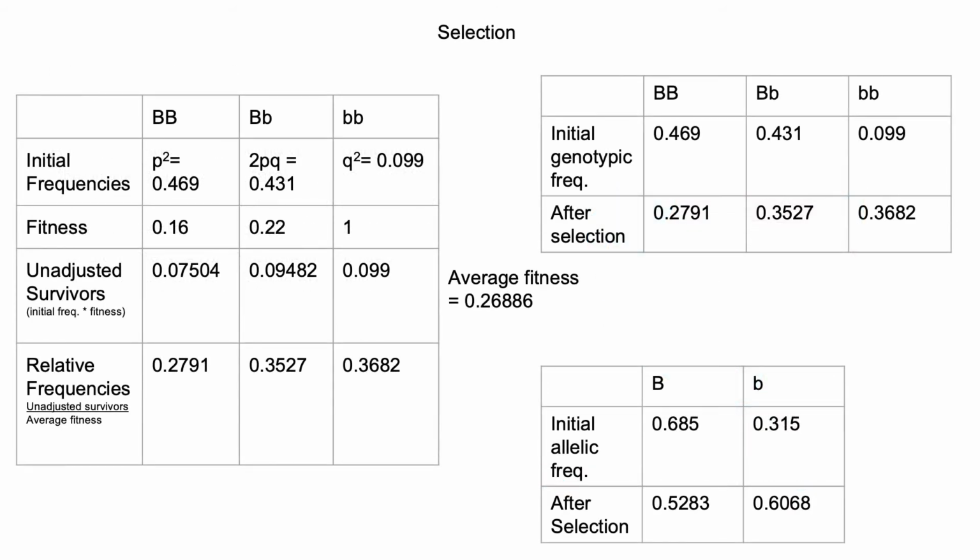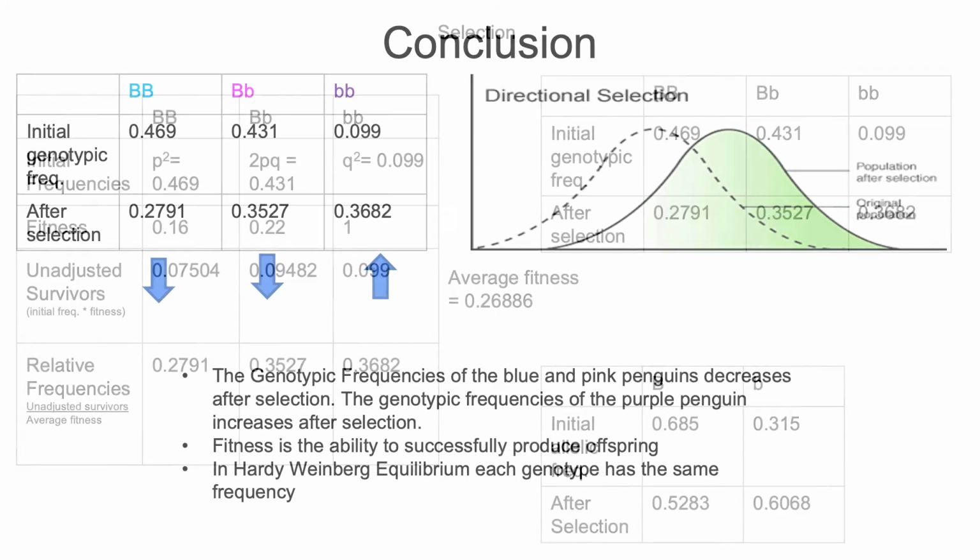To find out how selection affects the penguin population, you have to first find the fitness of each genotype. After completing the chart, we can compare the initial allelic and genotypic frequencies to the ones found after selection. Looking at the frequencies of homozygous dominant and heterozygous genotypes, the frequencies decrease after selection. The frequencies of the homozygous recessive increase. This selection is called directional selection and can be shown in the graph above.